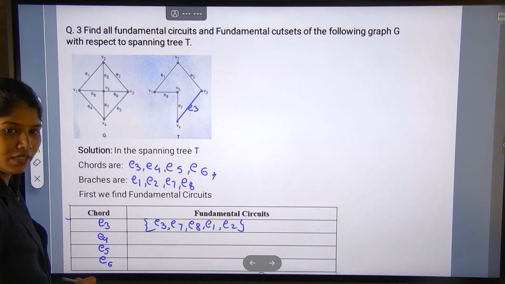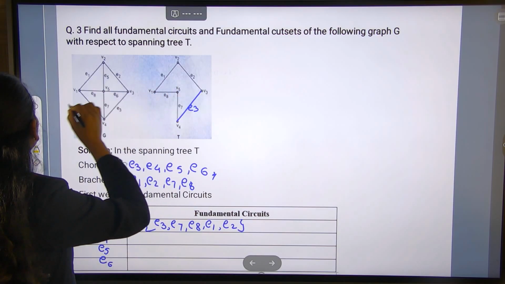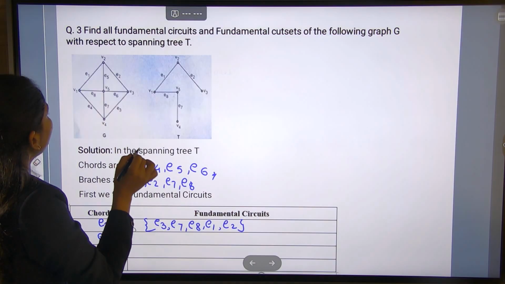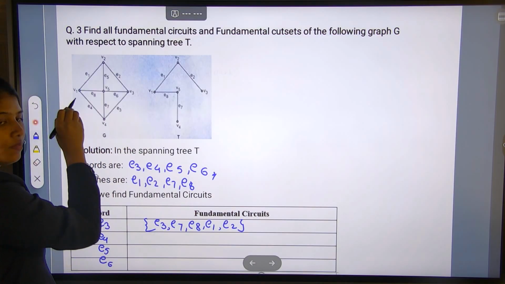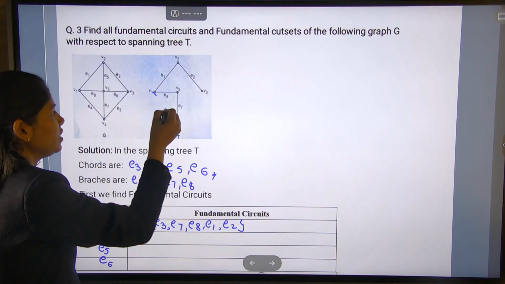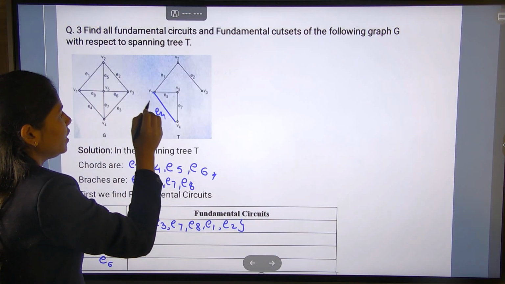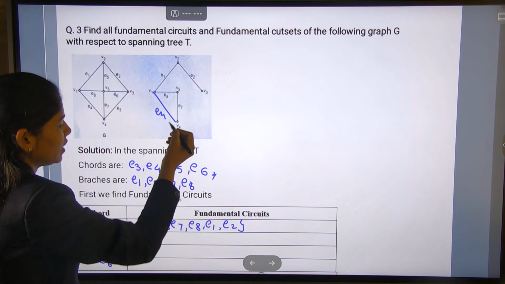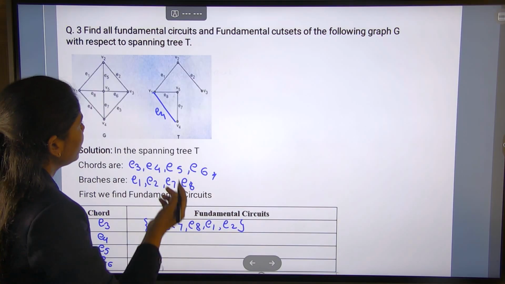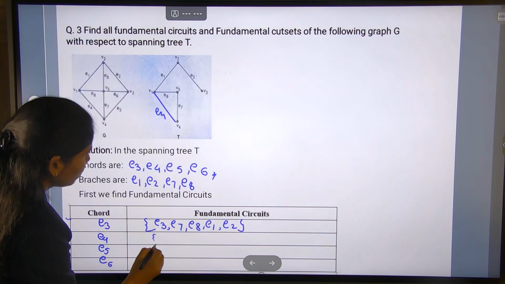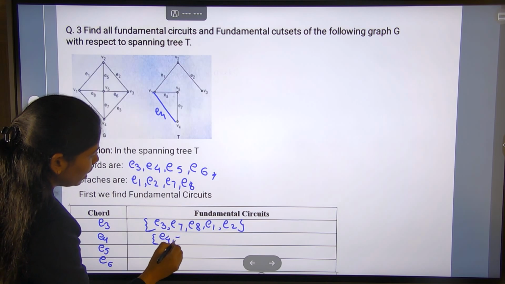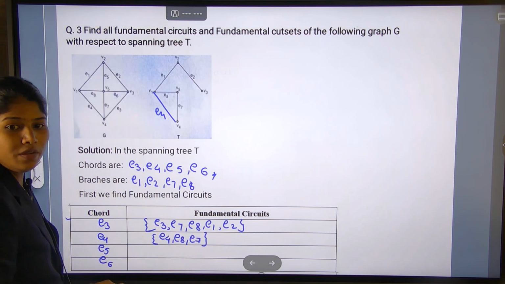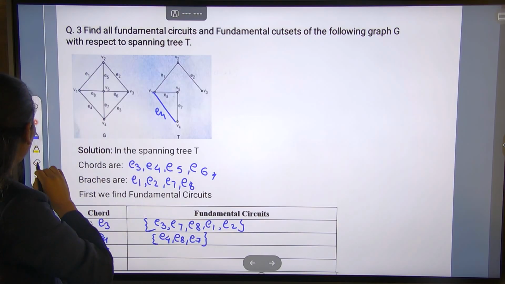Okay. Then for E4: if we join E4, E4 is the edge between V1 and V4. Join this edge. Again we get a cycle. Therefore the edges of that cycle are the fundamental circuit. So write down E4, E8 and E7. Then go for the next.